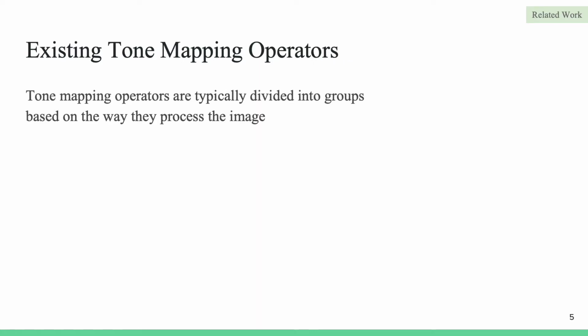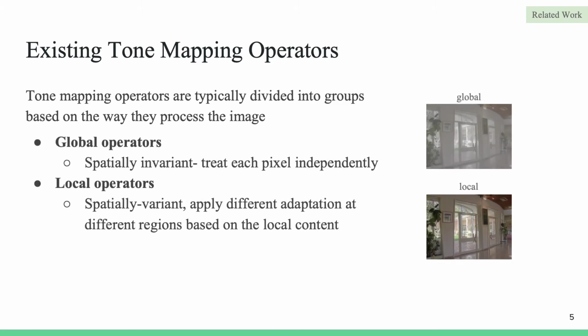Existing tone mapping operators are typically divided into groups based on the way they process the image. Global operators, which are spatially invariant, treat each pixel independently. Local operators, which are spatially variant, apply different adaptation at different regions based on the local content. In recent years, learning-based operators have been proposed. Most of them are GAN-based.